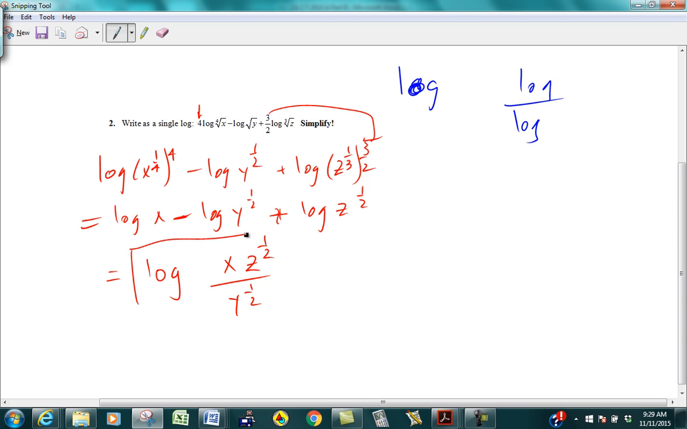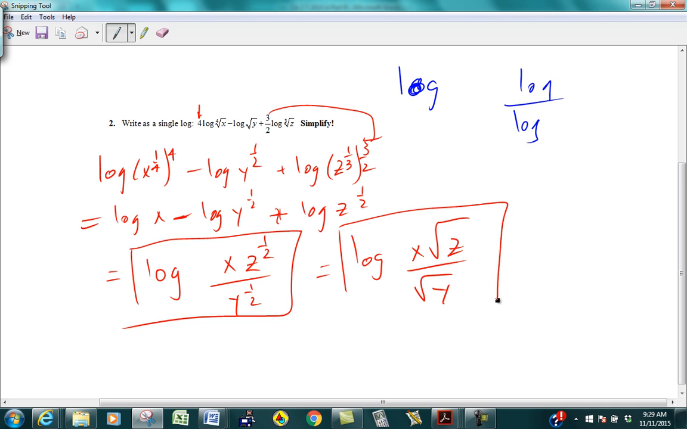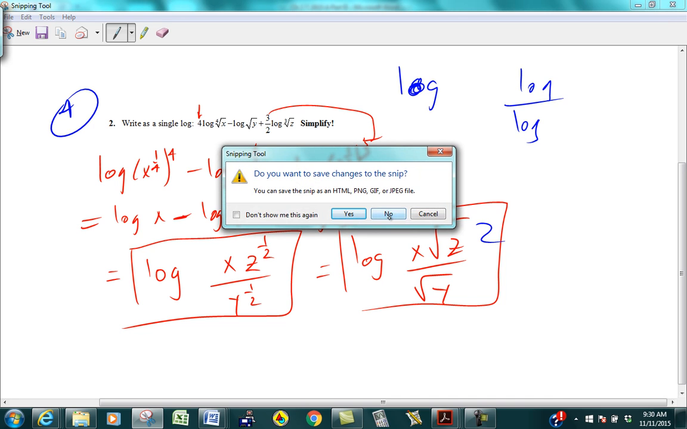You could have left it like that, or you could even write it as log of x times the square root of z over the square root of y and leave the answer like that. This question was worth 4 points, 2 for work, 2 for answer. All right, problem number 1 and number 2 down.